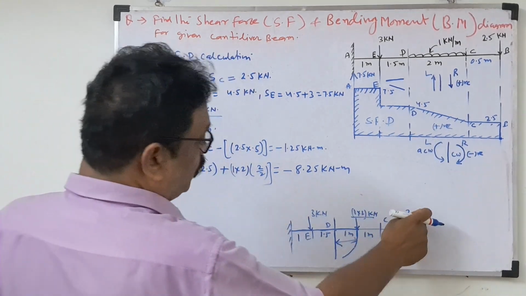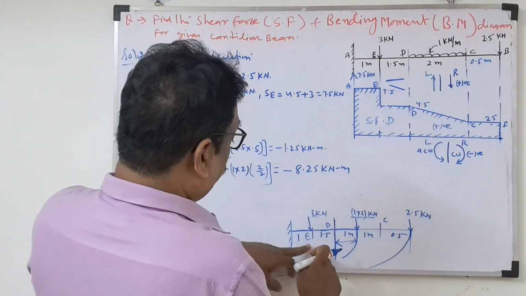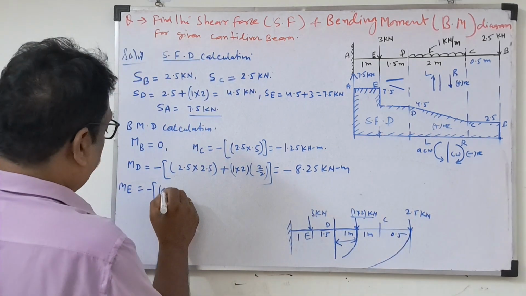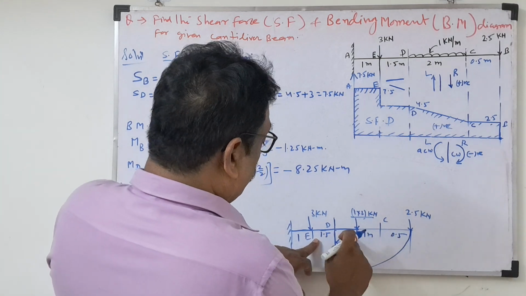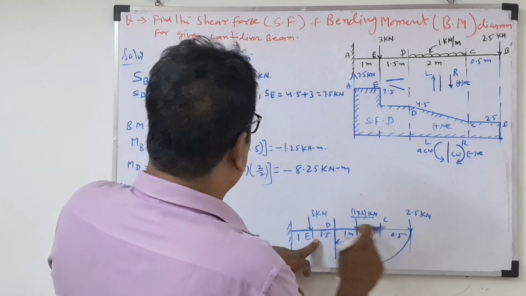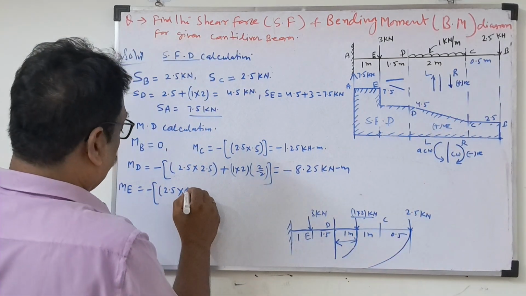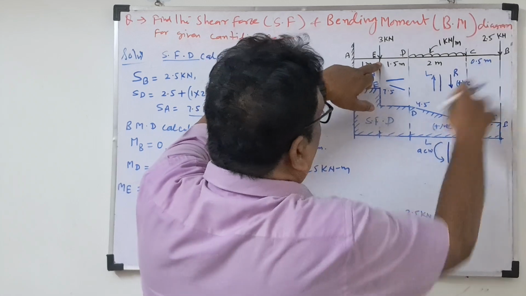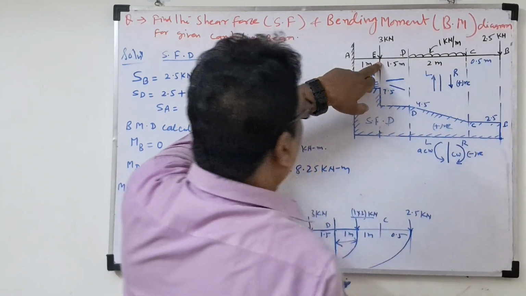Now comes the point load 2.5. At E, what is the distance? 2.5 into perpendicular distance. What is it? 2 plus 2, 4. For the 2.5 moment, the perpendicular distance is 2 plus 1.5, 3.5, plus 0.5, 4.